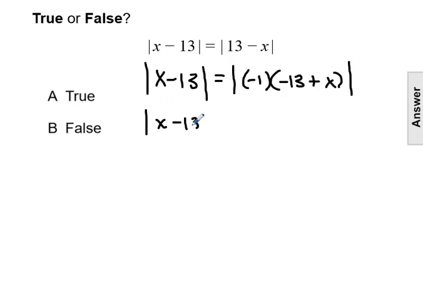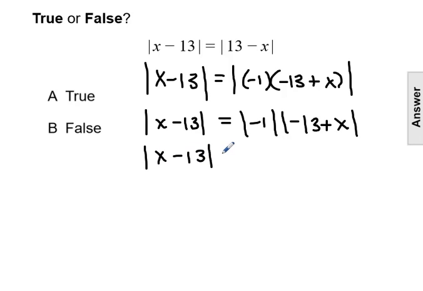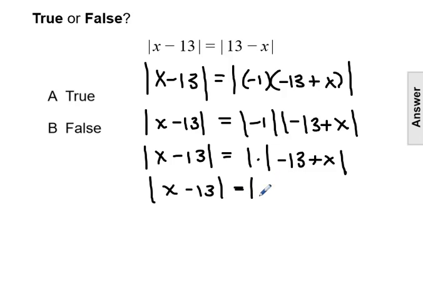Then we can use the property of absolute values that right now we have the absolute value of the product, which would be the same as the product of the absolute values of the individual factors. We know they're equivalent. Then we know that the absolute value of negative 1 is 1. So we'll have the absolute value of negative 13 plus x times 1, which is just the absolute value of negative 13 plus x, since multiplying by 1 doesn't have any effect on the absolute value.